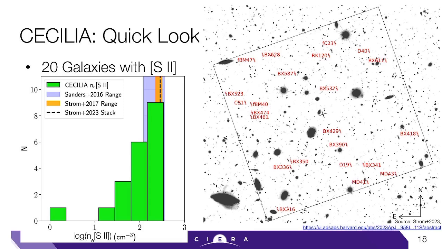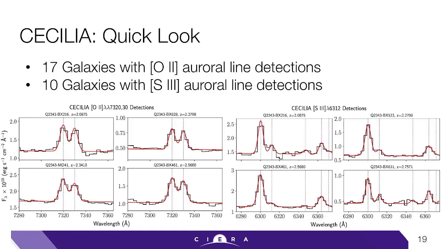And consistent with ground-based surveys, we find that on average, the CECILIA galaxies show slightly higher electron densities when compared to local star-forming galaxies from, say, SDSS, although there's a tail to lower electron densities that's more consistent with local star-forming galaxies. We have 17 galaxies with the O2 auroral line detection. This characterizes the temperature of the low ionization zone. For example, shown here in the bottom left. We have 10 galaxies with sulfur-3 auroral line detections. Again, this characterizes the intermediate ionization zone.